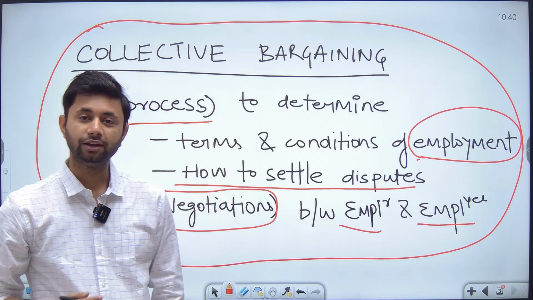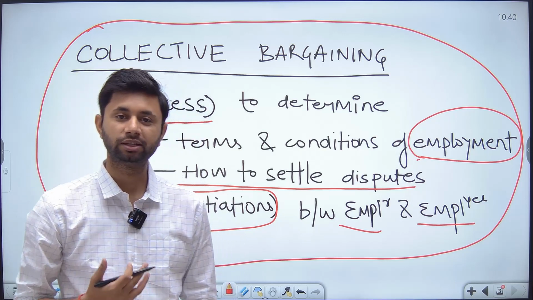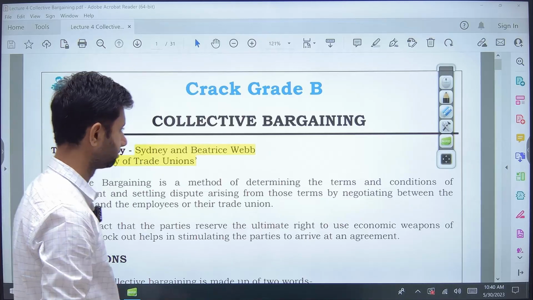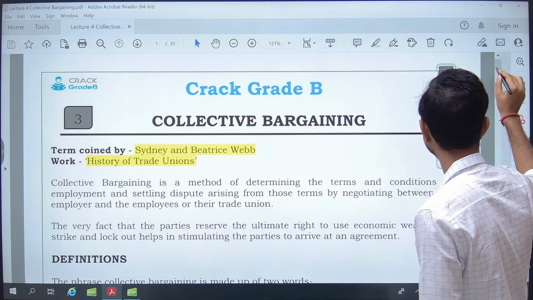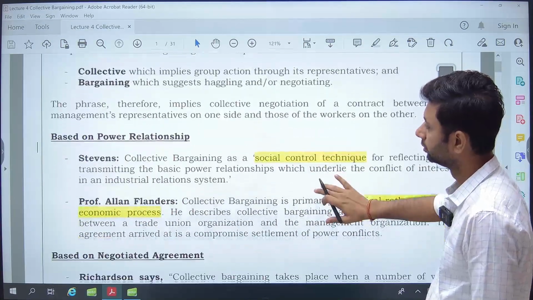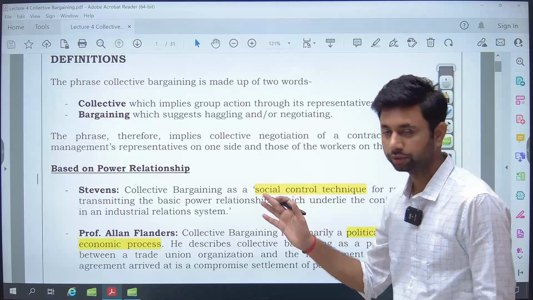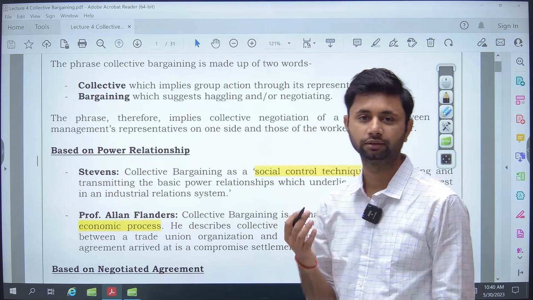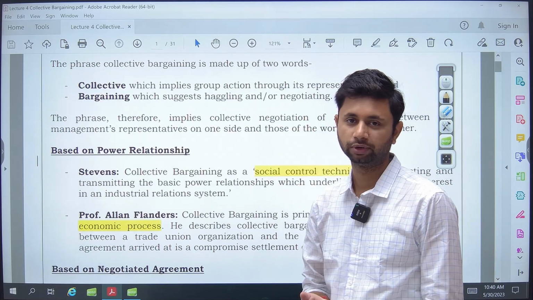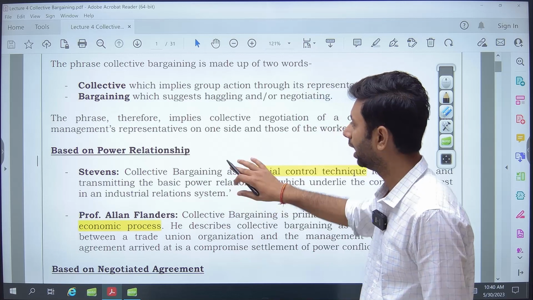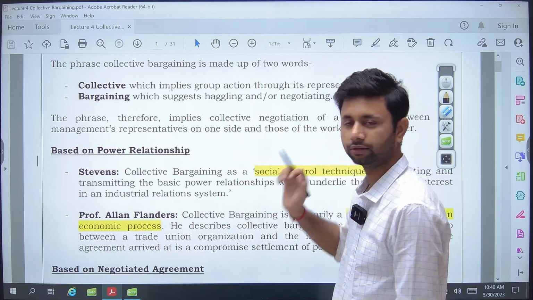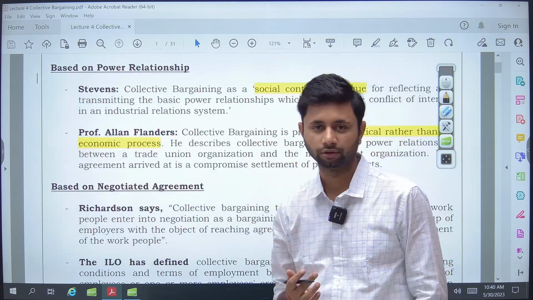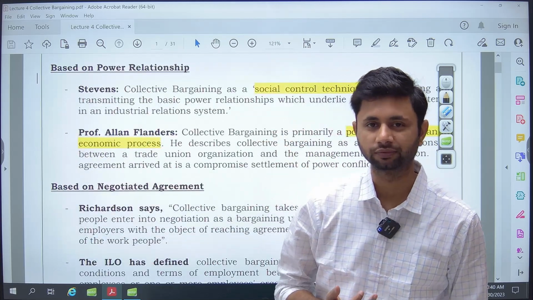So now let's see what are the different definitions given by scholars with respect to collective bargaining. This I have already told you. Collective implies group through its representatives. In industrial setting, group of workers is represented by trade unions. And bargaining involves haggling or negotiation. Okay. Now let's go to the definitions of different scholars who have defined collective bargaining.